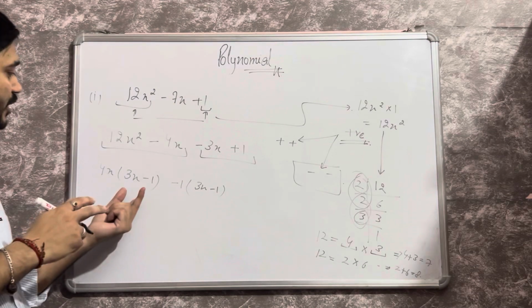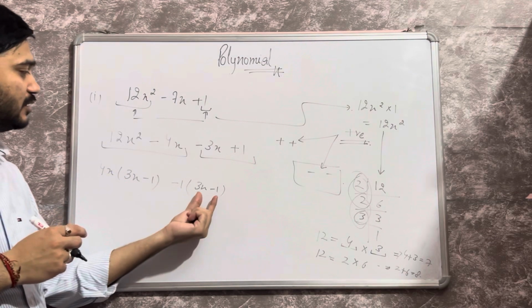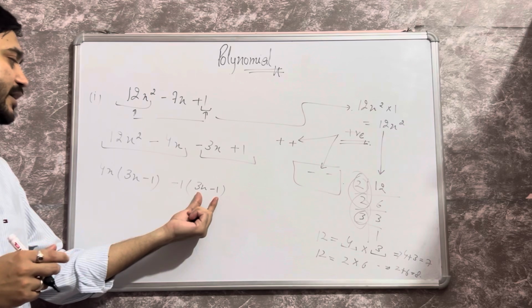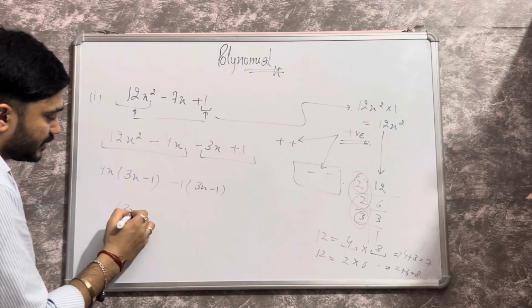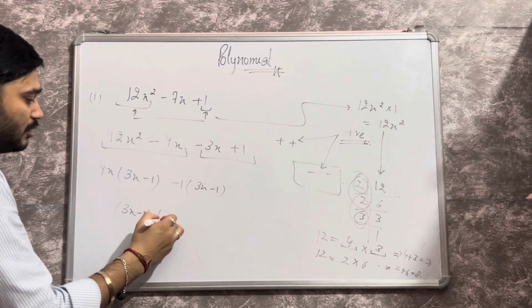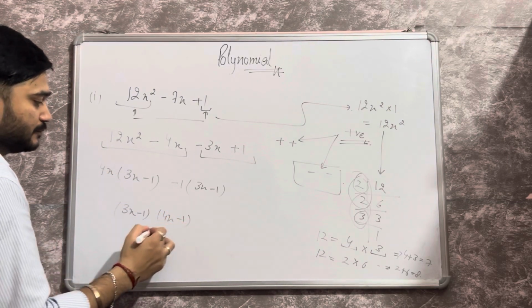Now pair the first two terms and last two terms and take the common things between them, that is 4x, and you will get 3x minus 1. From the other pair you don't have anything common except minus 1, so take minus 1 common and you will get 3x minus 1. Look here, if we have 3x minus 1, then the second term is also 3x minus 1. Now write the common part, 3x minus 1, and you are left with 4x minus 1. Any doubt?